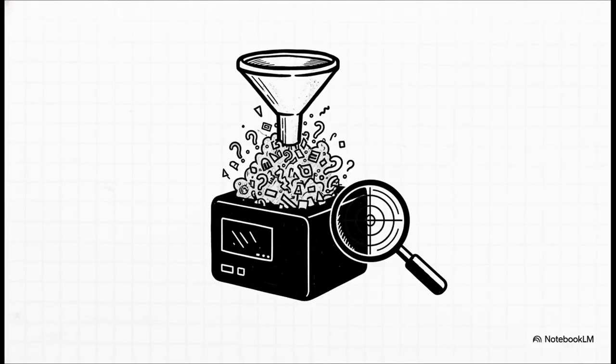A really key technique here is something called fuzz testing. This is where we just bombard the program with tons of invalid, unexpected, or just completely random data, all to see if we can make it crash.